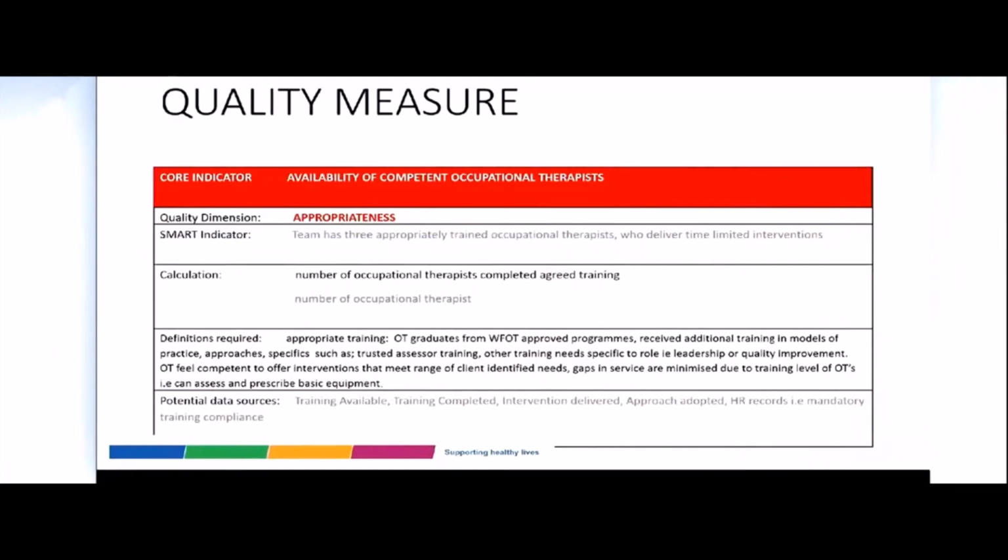So appropriateness: we needed the team to have 3 appropriately trained occupational therapists to deliver time-limited interventions, so that we would have the number that had done the agreed training over the number of occupational therapists. Of course, we are a new service, so we are still developing what the training should be, but we've done things like trusted assessor training to be able to prescribe equipment. We've got MoHost training in-house. All the occupational therapists have now done the creative model of occupation.